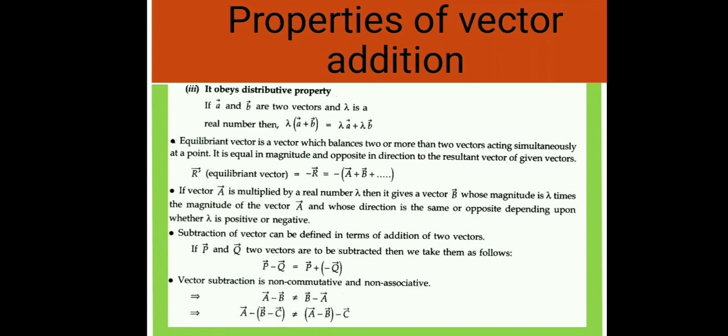It means a vector minus b vector is not equal to b vector minus a vector. Similarly, a vector minus (b vector minus c vector) is not equal to (a vector minus b vector) minus c vector. These are the properties of vector subtraction.